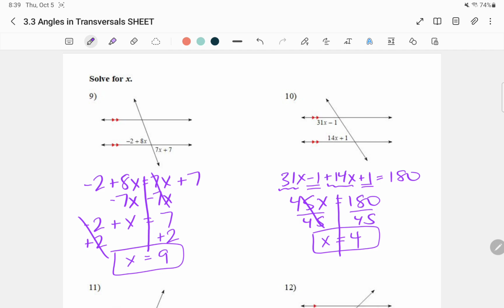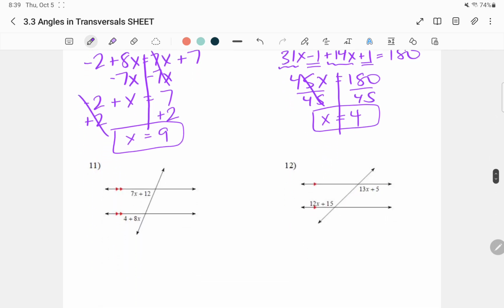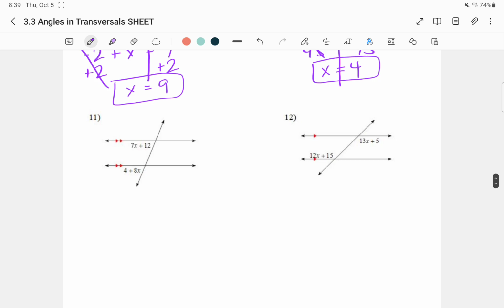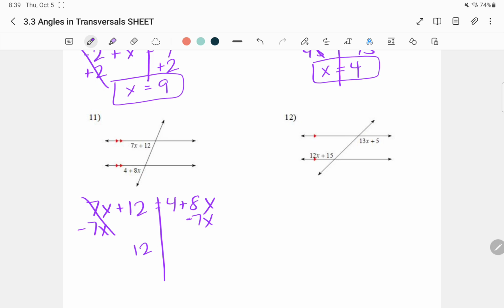All right, so go ahead and pause the video and try 11 and 12 on your own. All right, so let's look at 11 and 12. For 11, these angles are corresponding, so they are equal to each other. So 7x plus 12 is equal to 4 plus 8x. I'm going to start with the 7x, that's smaller. I'm going to cancel that out to give me 12 equals 4 plus x. Opposite of +4 is -4. So x is equal to 8.